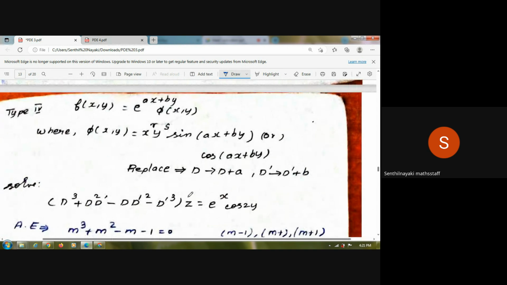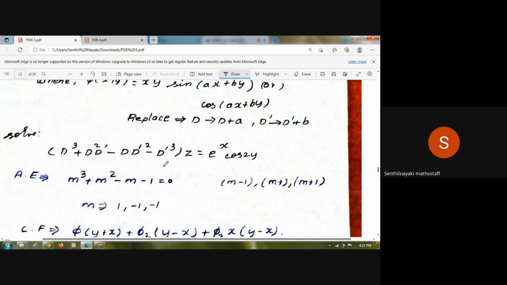Next type 4. Type 4 is the product of exponential function with either the polynomial or trigonometric term. So this pi function may be a polynomial or a trigonometric term. So these two terms are in product. So we have to find out the particular integral for this type of right-hand side term. Let us consider one problem.